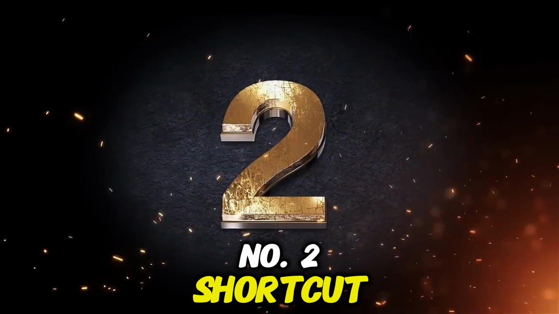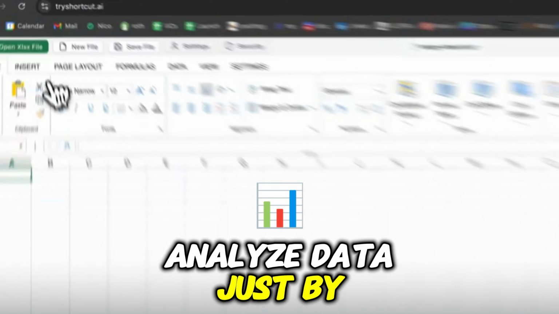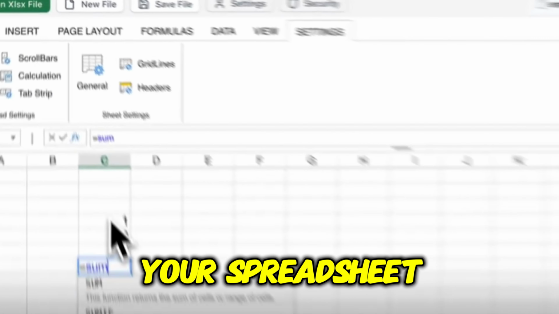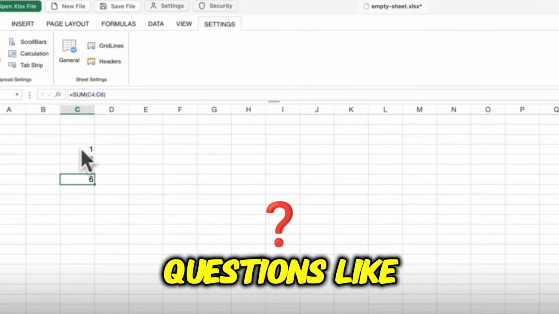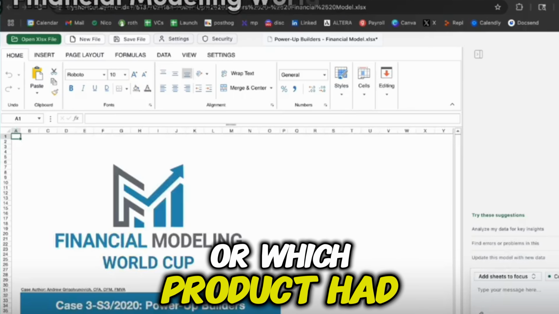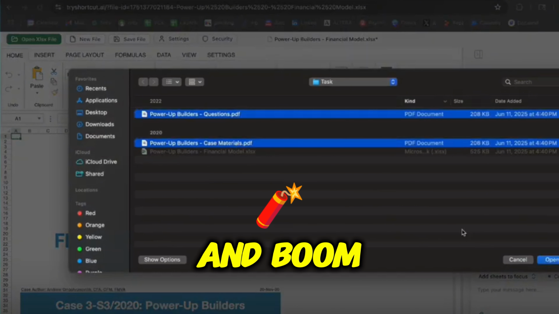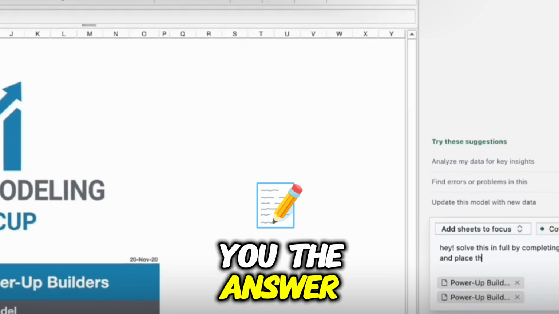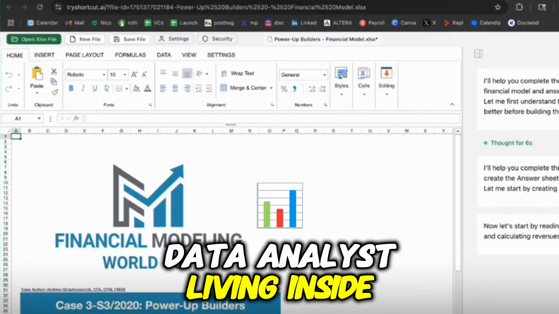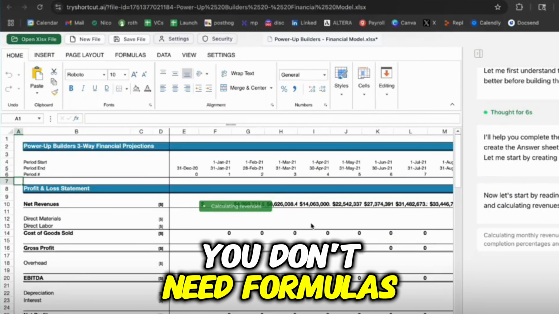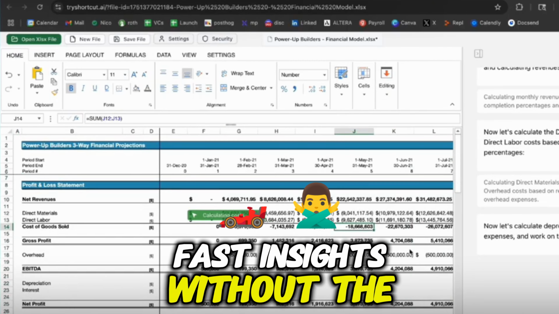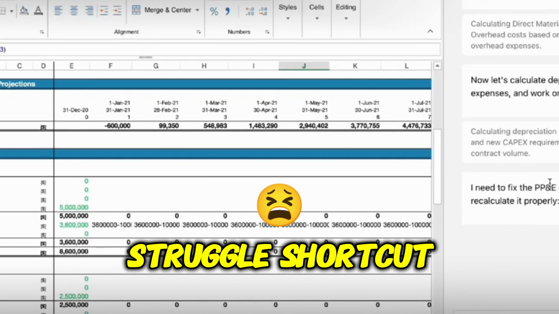Number 2. Shortcut. Analyze data just by asking. This AI plugin lets you talk to your spreadsheet. Just type natural language questions like, "What's the total profit for Q2?" Or, "Which product had the highest growth?" And boom! Shortcut gives you the answer, complete with charts or summaries. It's like having a data analyst living inside Excel. You don't need formulas, just curiosity. For anyone who wants fast insights without the formula struggle, Shortcut is a game changer.